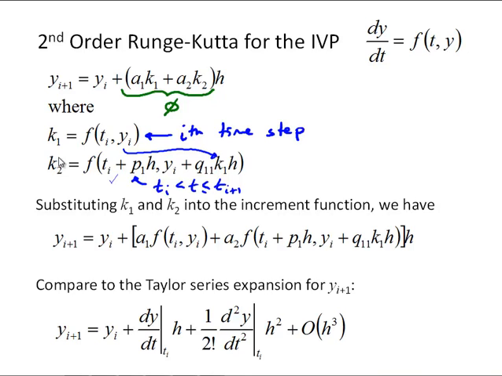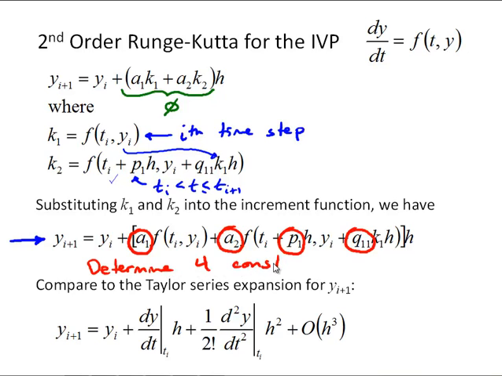So we substitute k1 and k2 into the increment function. We can get everything together for our second order Runge-Kutta. What we need to do in order to formulate this algorithm is solve for a1, a2, p1, and q11. So we need to find those four constants. And as I said on the previous slide, the place we're going to find them is from the Taylor series.